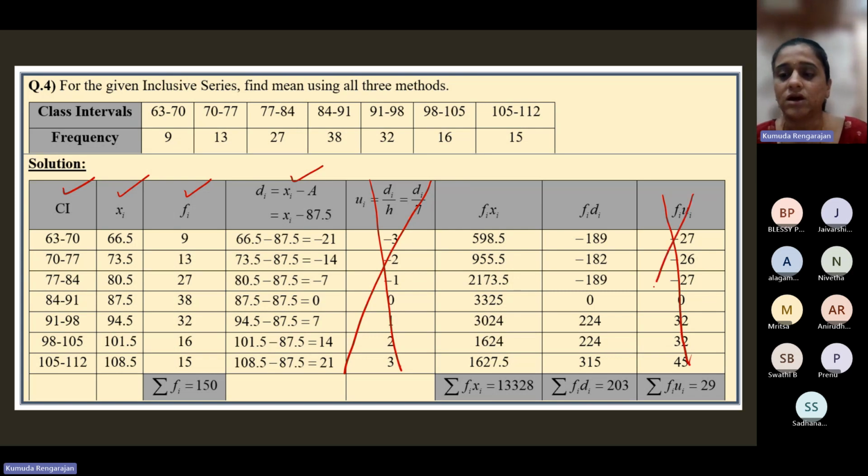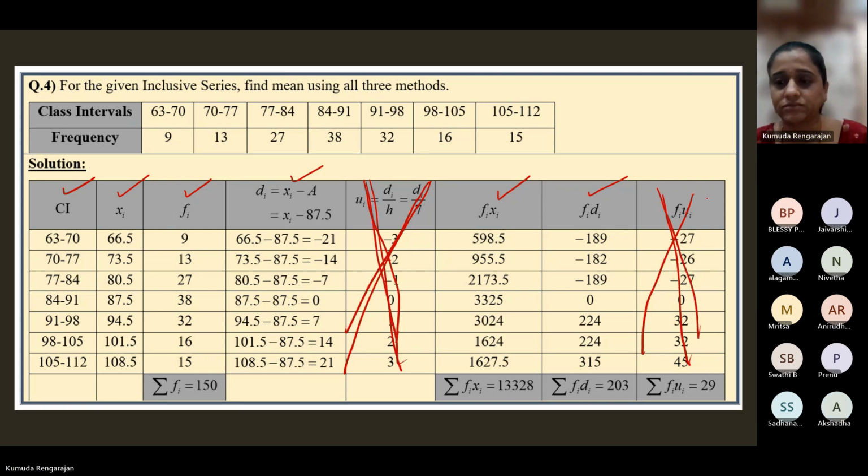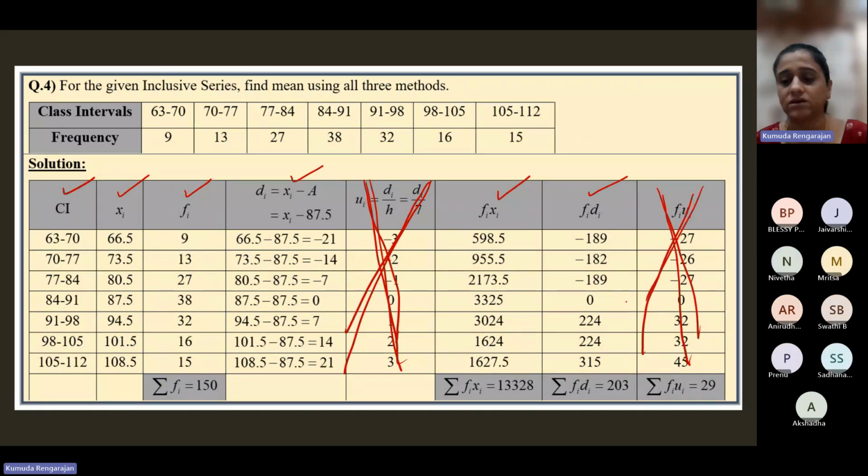Now this question is to find mean using the direct method and the assumed mean method. So you can do it in one table. So see, this is the column for the direct method, FI, XI values. And this one is for the assumed mean method, FI, DI values. So you can make a table which includes all the columns like this. Now you will be wondering what is this UI and FI UI? That is to find mean using the step deviation method, which I told you. You can ignore this UI column and FI UI column.